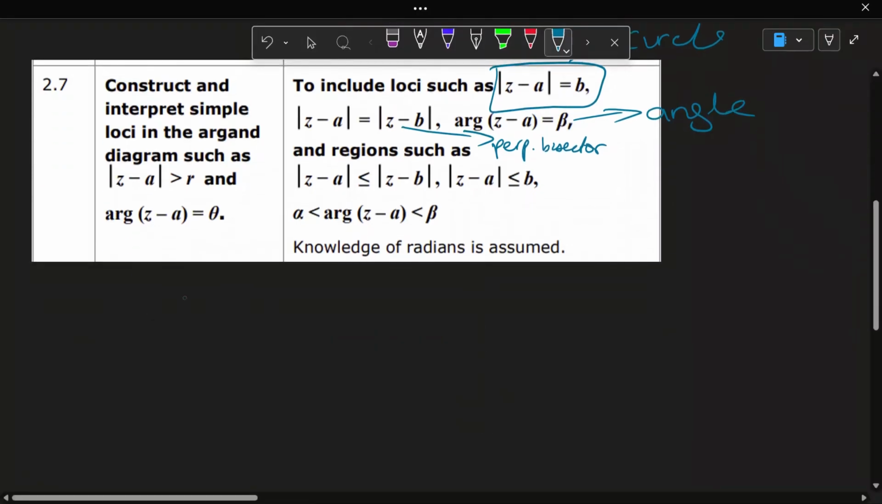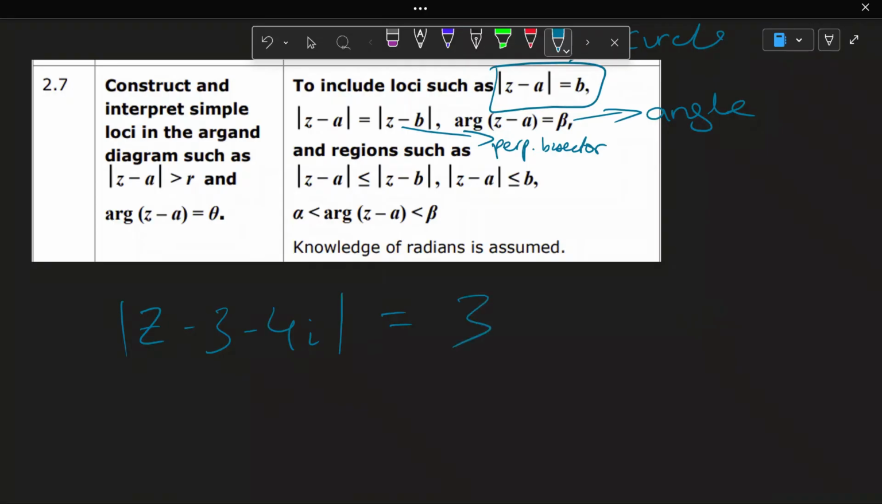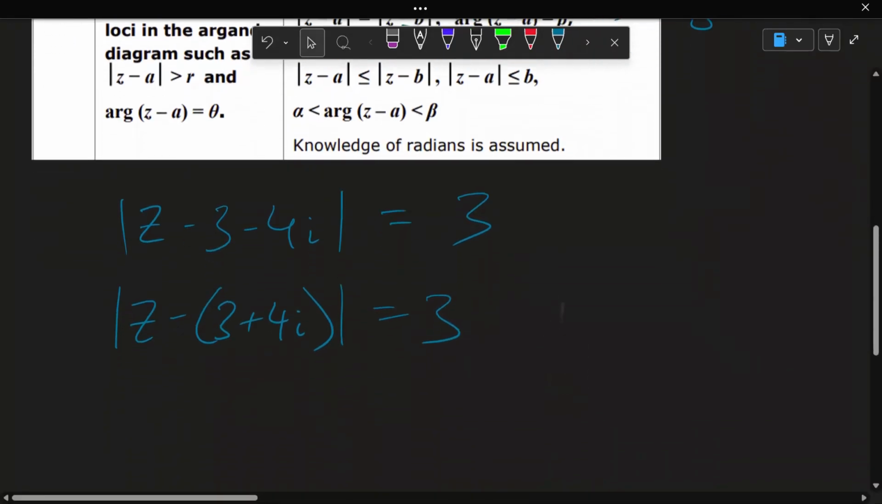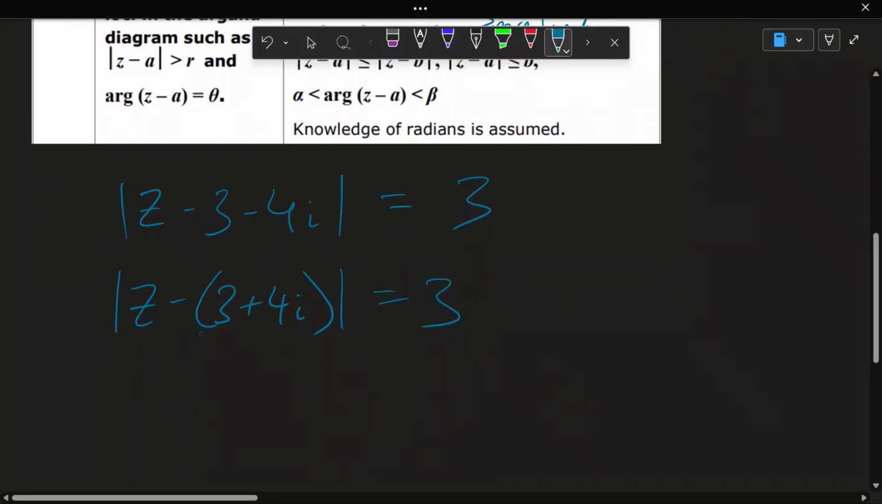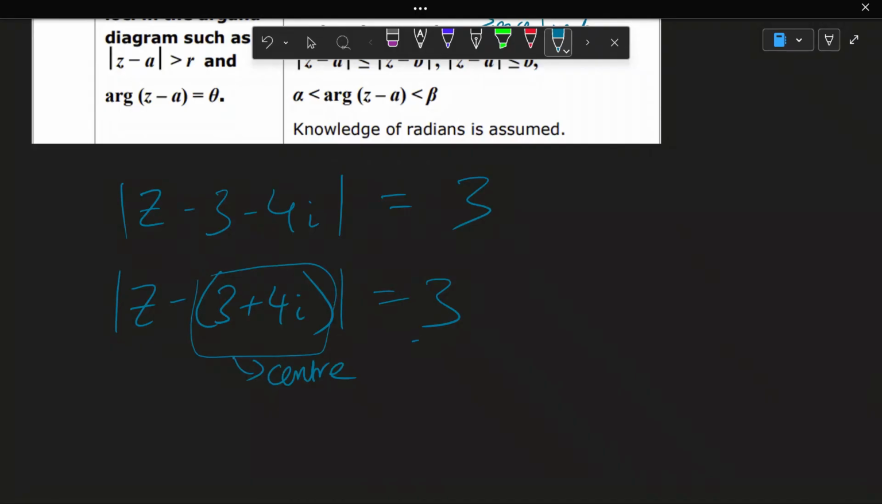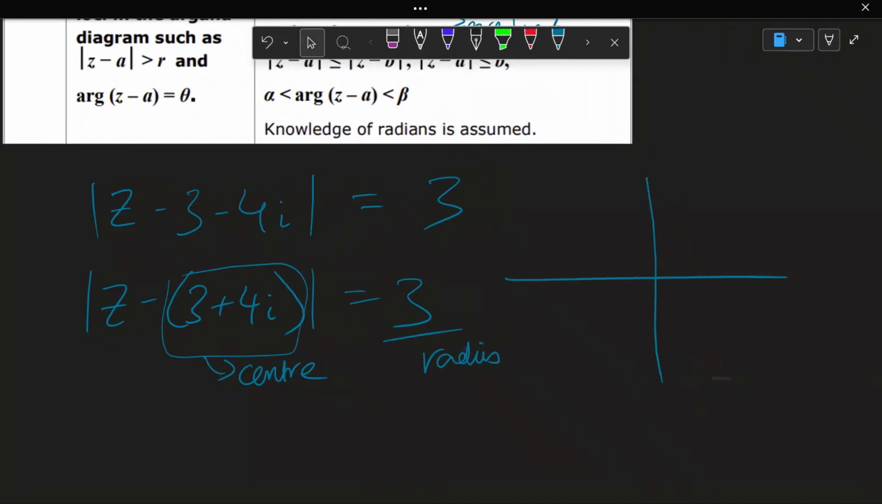Just as an example, we'll say |z - (3 + 4i)|, just like we had before, equals 3. We can actually rewrite this as |z - 3 - 4i|, so we can expand this out and you'd get the minus 3 and minus 4i equals 3. So what this gives us is a circle where this complex number here is our center, and 3 is our radius.